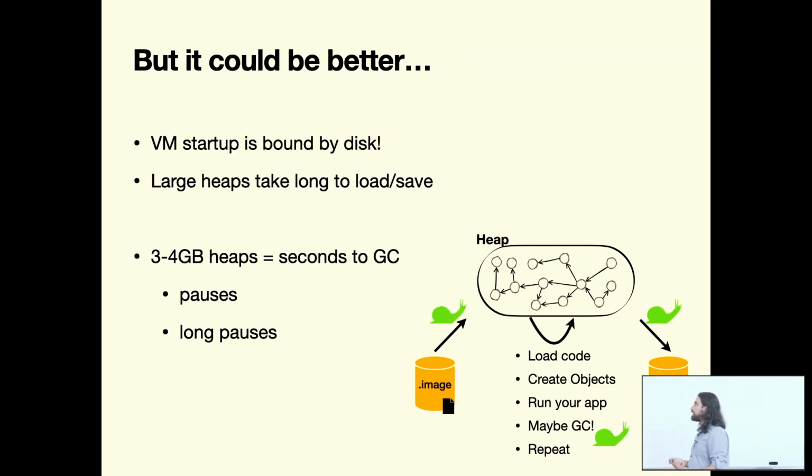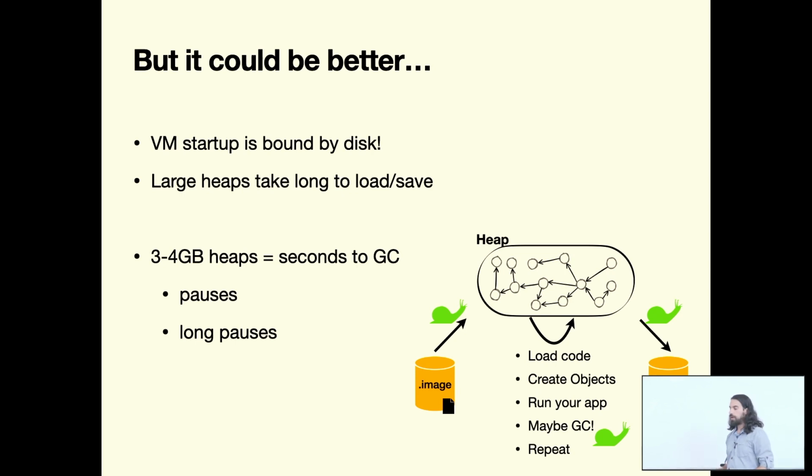Now, what's the thing with this is that there are some bottlenecks in performance here. Loading images, saving images, and sometimes running even the GC can be slow, even more for large heaps that can take a couple of gigabytes. Because of course, if this is a couple of gigabytes and the model is not good, then that means that starting an application will be bound to the speed of your disk. So it can also take a couple of seconds to GC because you have to traverse the memory and so on.